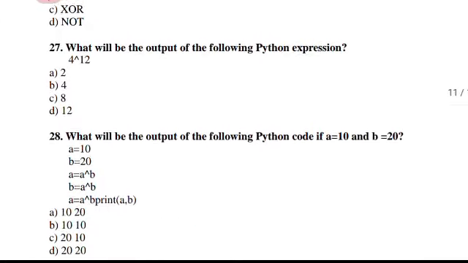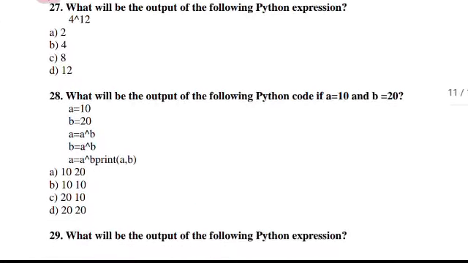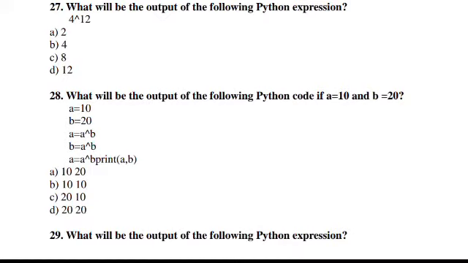Next is, what will be the output of the following Python code if A is equal to 10 and B is equal to 20? A is equal to 10, B is equal to 20, A is equal to A plus B, B is equal to A minus B. Right answer will be option C, 20 and 10.